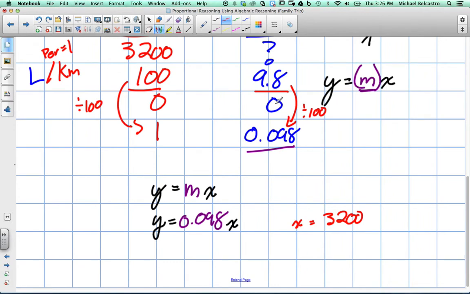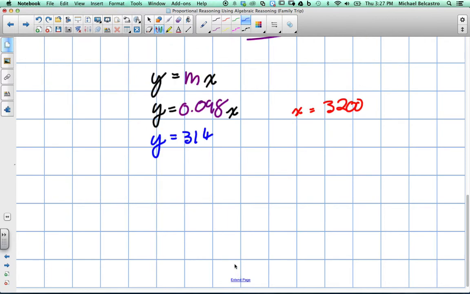So our y in this case is equal to 314. That is very important for what we're about to do next. Okay, the next part of this question, we have to build another formula. Our two variables in the next part are the family's cost, because that's really what they're asking us, what the family costs, and that depends on how many liters we use.